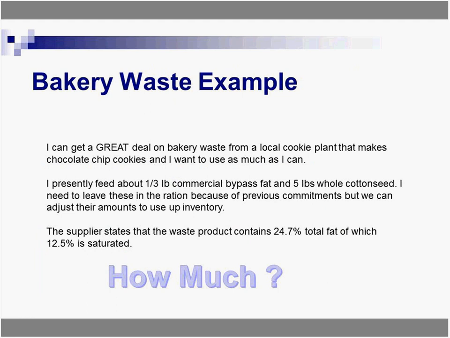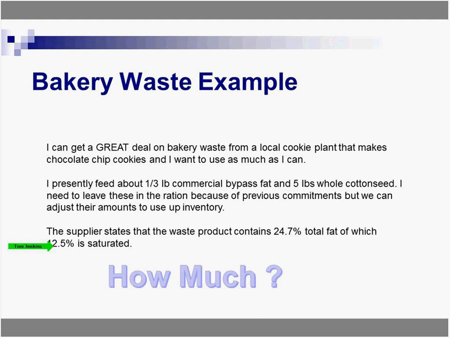This is an excerpt from an actual email that I got several years ago from a nutritionist. It says, I can get bakery waste from a cookie plant. I want to feed as much as I can because it's very, very cheap. Feed a third of a pound of a commercial bypass fat, 5 pounds of whole cottonseed. I want to leave those in there. This says that the bakery waste has about 20% total fat, that's FFA, fatty acids, and 0.5% is saturated. That means UFA, in this example, is 87.5% unsaturated.